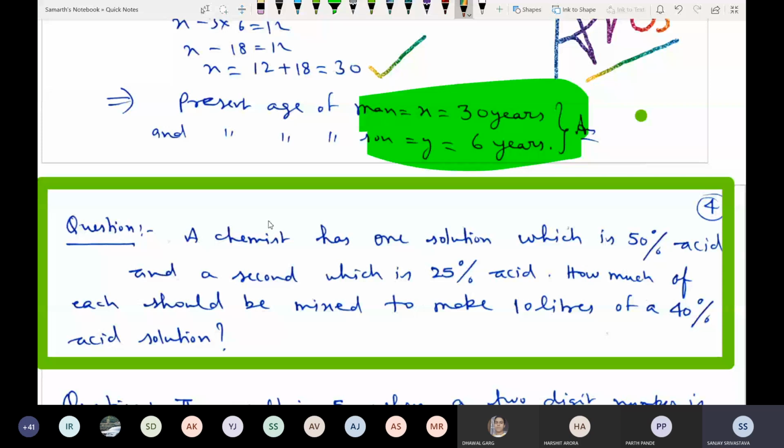So my equation is not forming, sir. Okay. So I'm just telling you as a hint.